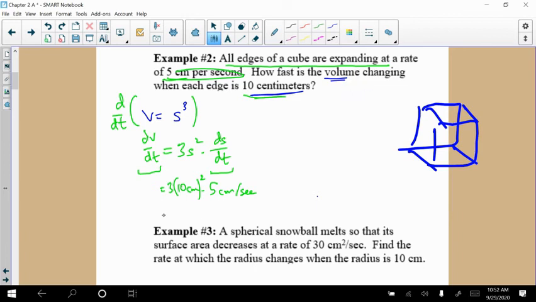And I left the labels here. So when I square 10, I get 100, but then centimeters squared. 100 times 3 is 300. 300 times 5 is 1500. But I've got square centimeters times a centimeter, so cubic centimeters per second. And that would be a great label for volume changing with respect to time, right? Volume changing with respect to time.